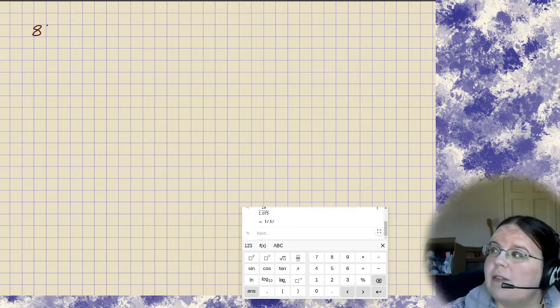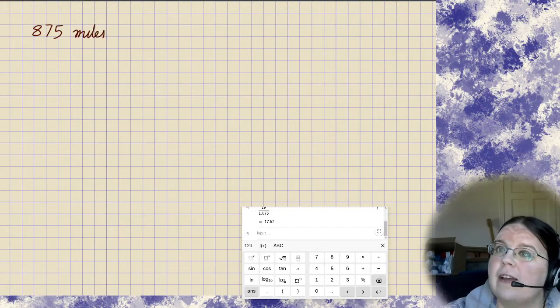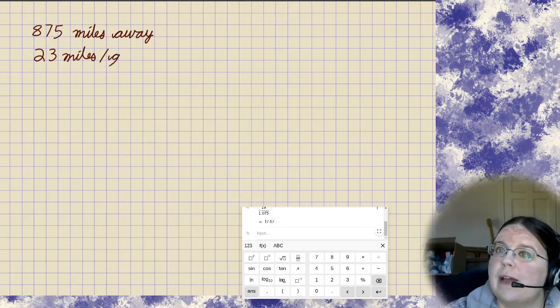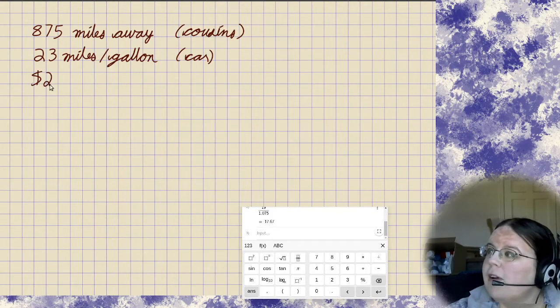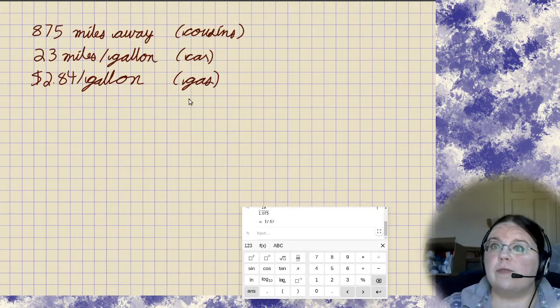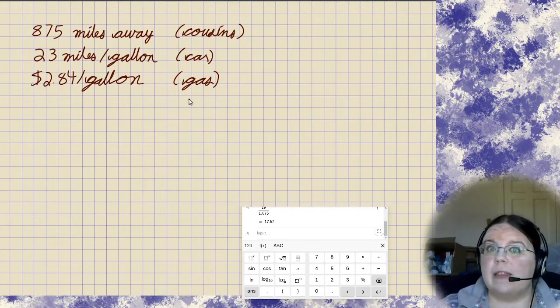Their trip is to visit their cousins who live 875 miles away. Their car gets 23 miles per gallon, and the average price of gas in their region is $2.84 per gallon. So what we need to do is find out how much money they need to save up.